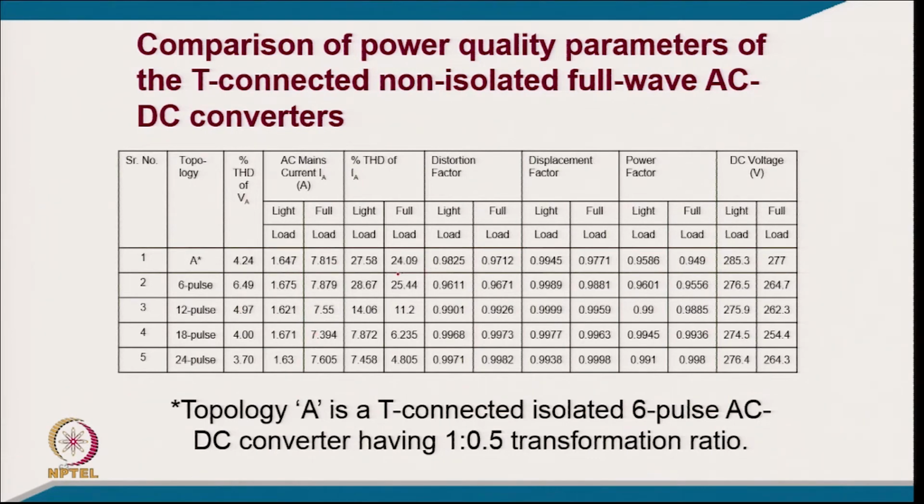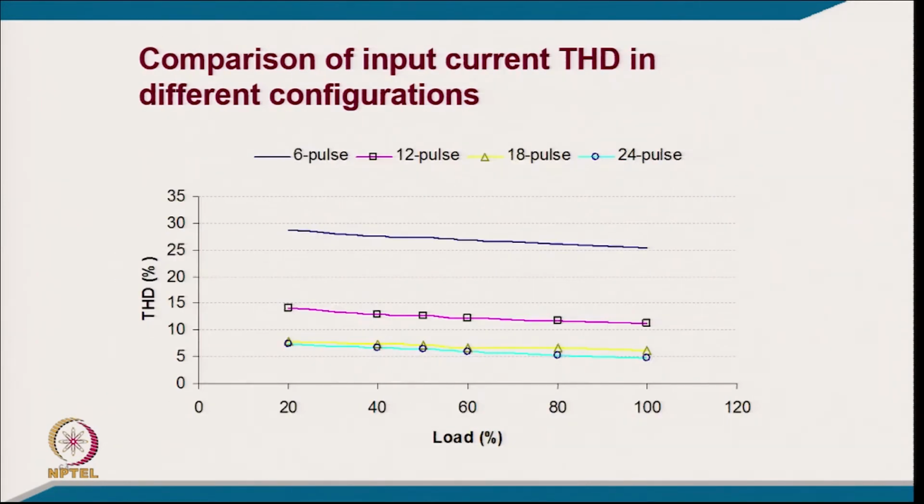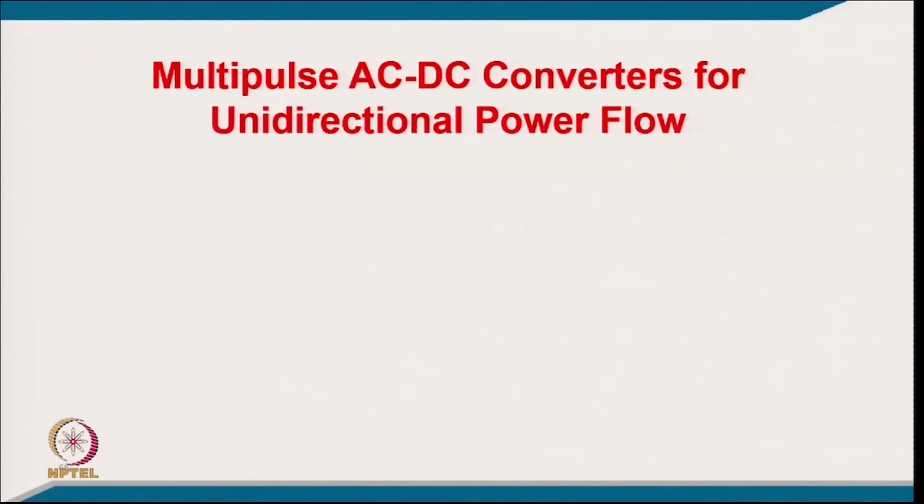Starting from 6 pulse at full load, it goes to 4.8% from here to here, from 6 pulse to virtually 24 pulse in these full wave T connected converters. The THD corresponds to 24 pulse in blue, then 18 pulse, then 12 pulse, and then 6 pulse. Certainly 18 and 24 may not have much difference, and that is the reason that in many applications we prefer to use the 18 pulse converter also.